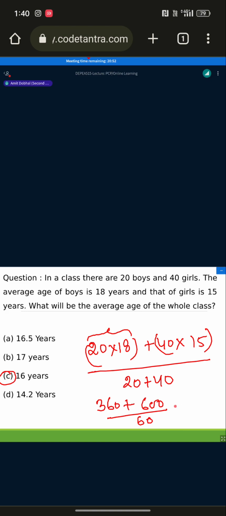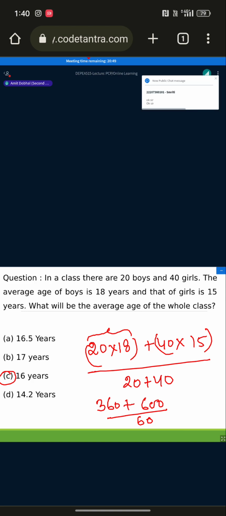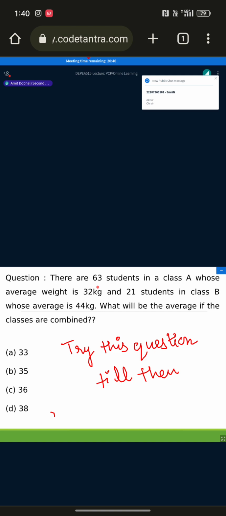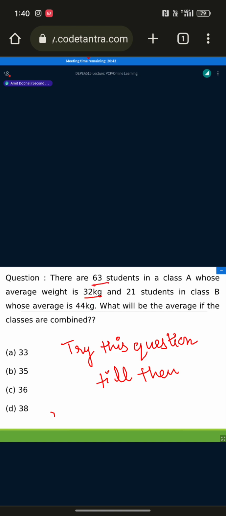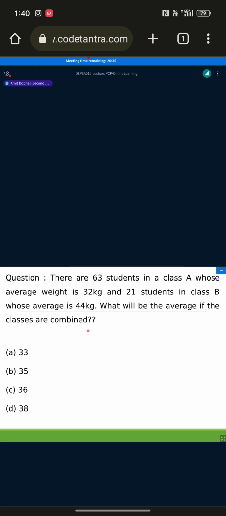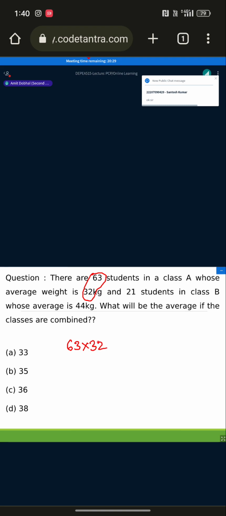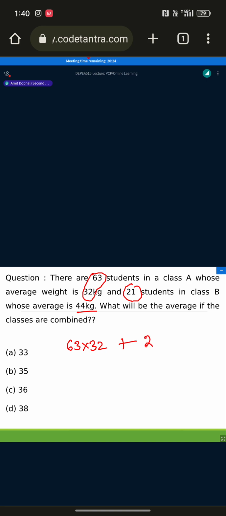Okay. This is a similar question, Santosh. If you go by the previous question, this is again a similar one. 63 students whose average is 32. So what will be the total sum of this group? So this will be 63 into 32. Plus, then 21 students and their average is 44. So the total sum of this class would be 21 into 44, divided by the total number of students. And the total number of students is 63 and 21. So 63 plus 21. You need to just solve this, you will get the result.